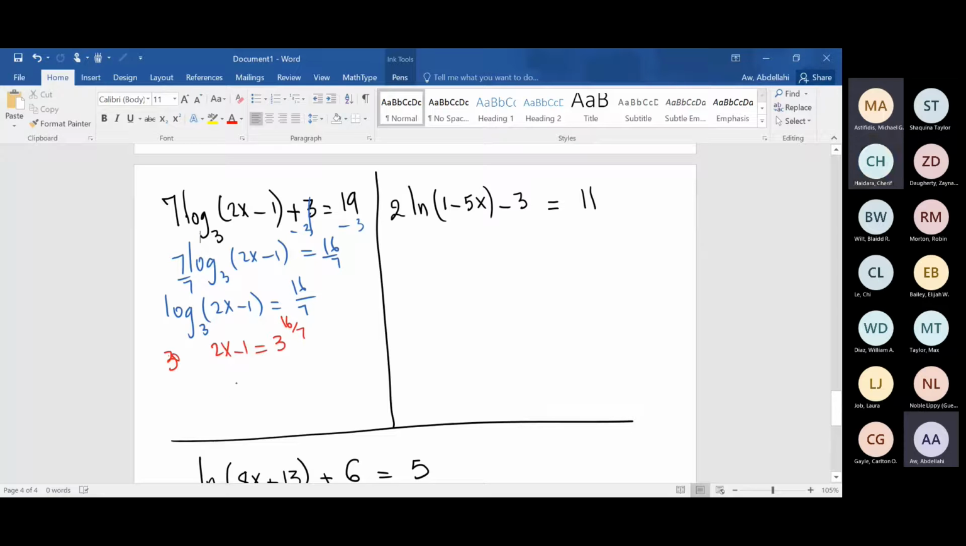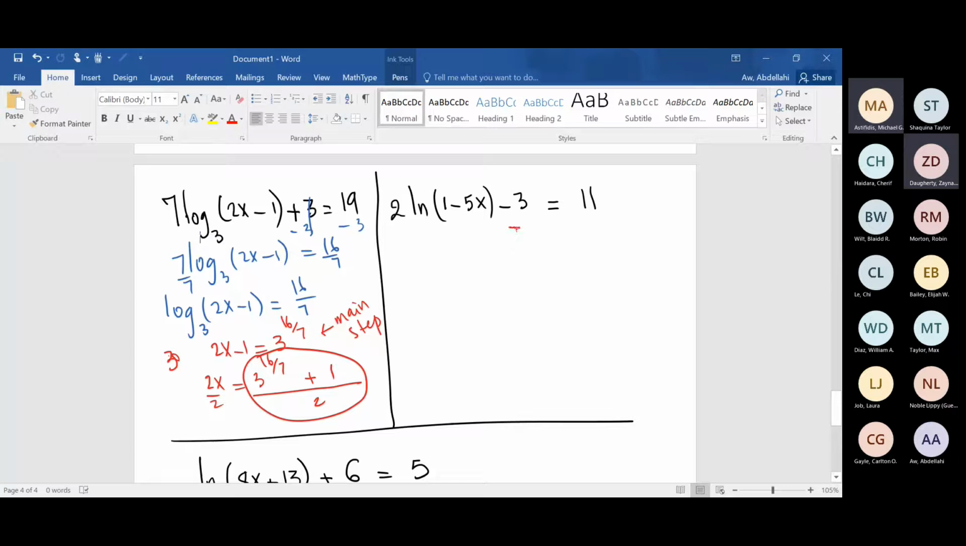And then we add 1 to both sides. We get 2x equal to 3 to the 16 over 7 plus 1, and then divide by 2. You see, that is the steps. Again, this is the main step right here. That is the step we need to remember. Okay, somebody else other than Carlton and Sharif. Tell me the steps.